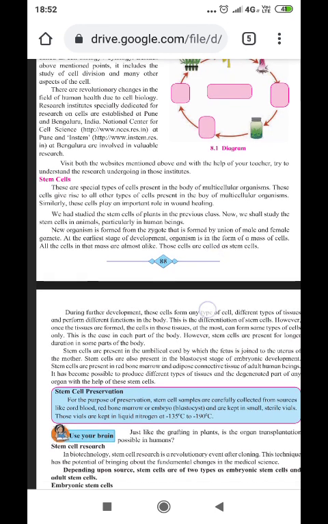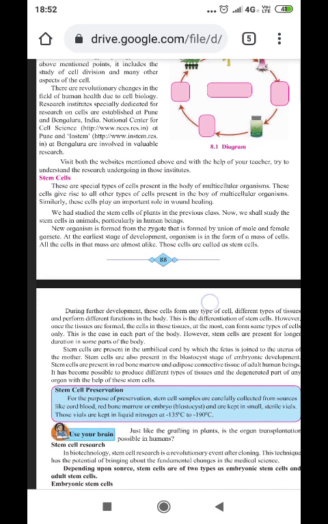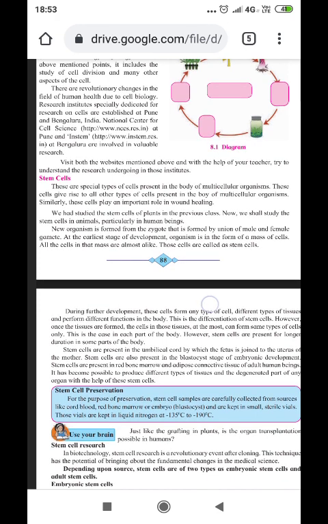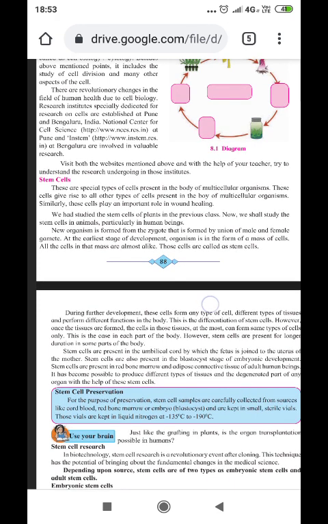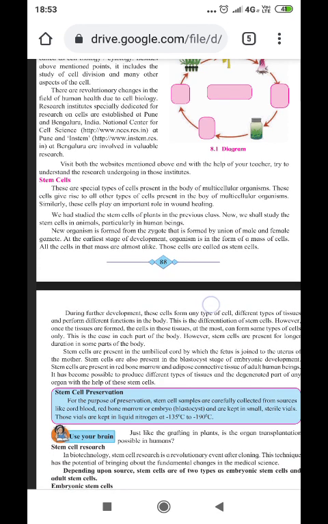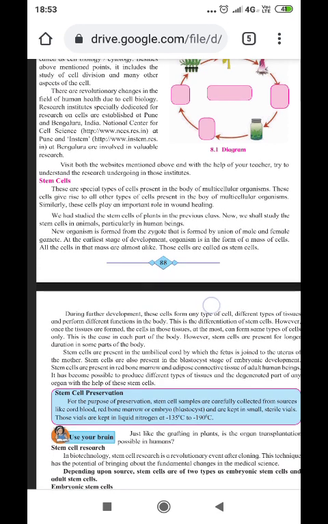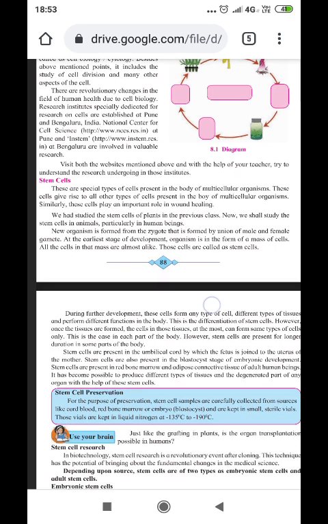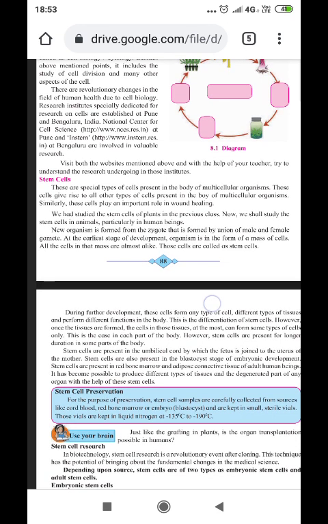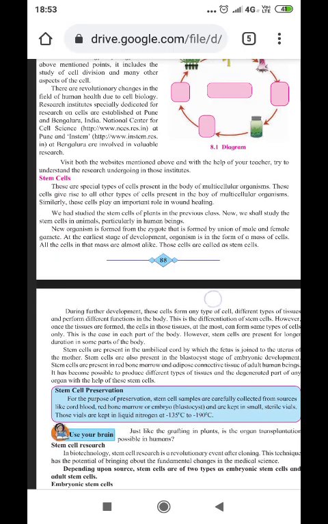There are revolutionary changes in the field of human health due to cell biology. Research institutes, especially dedicated to research on cells, are established at Pune and Bangalore, India. National Center for Cell Science at Pune and Bangalore, and the websites are given. You can go through the websites, visit there, and come to know what different research is being done in the field of cell biology or cytology.